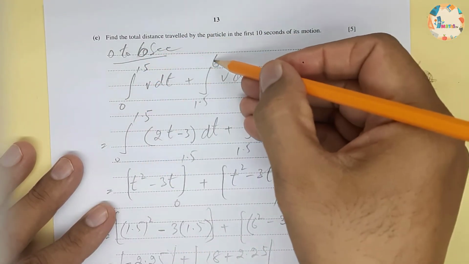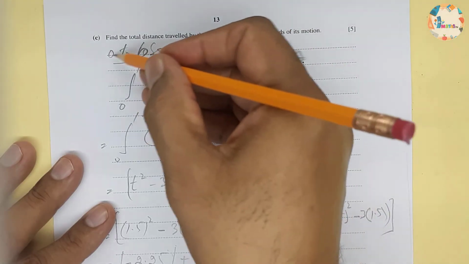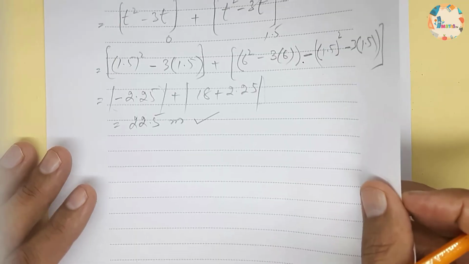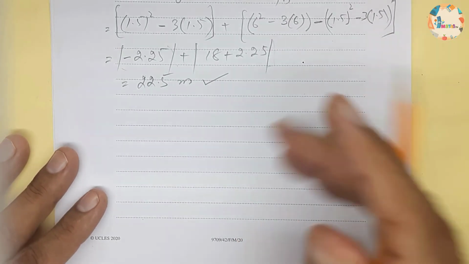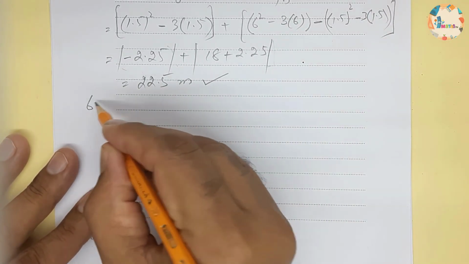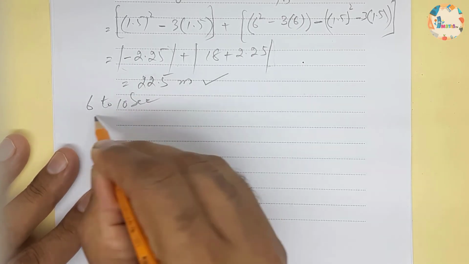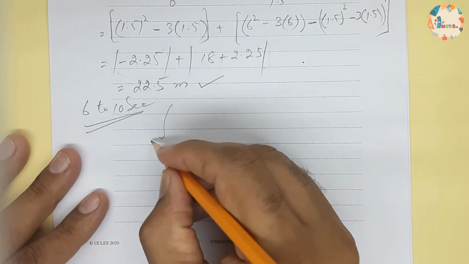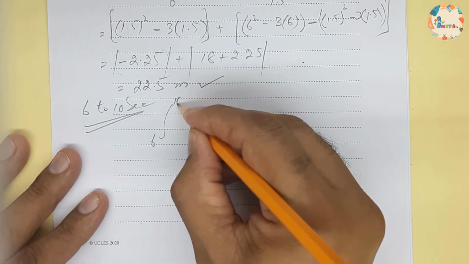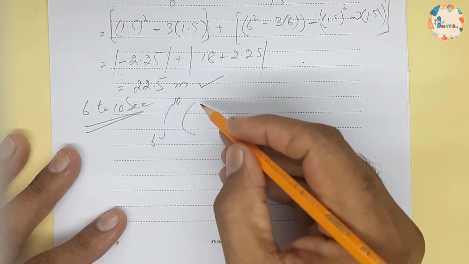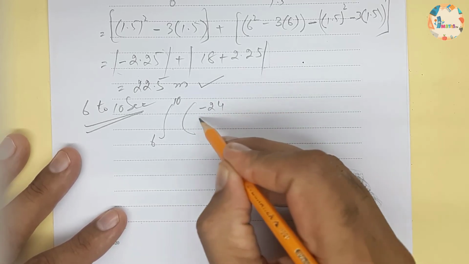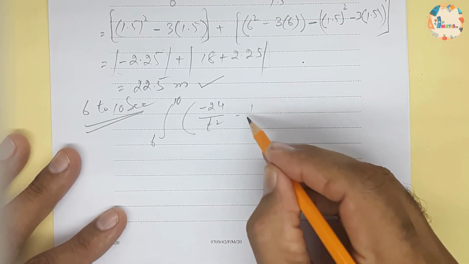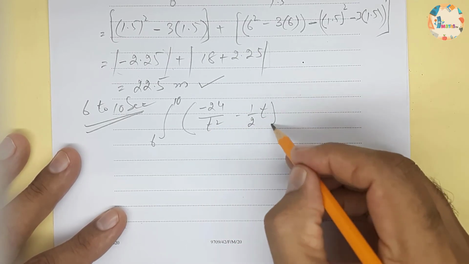We are taking limit from 0 to 6, 0 to 1.5, 1.5 to 6. So this calculation is all for time 0 to 6, and the next calculation we'll be doing for 6 to 10. So 6 to 10 seconds, this will be the calculation. Now we'll be taking the integral of 6 to 10, and we will be taking the other equation, minus 24 over t square minus 1 by 2t and dt.